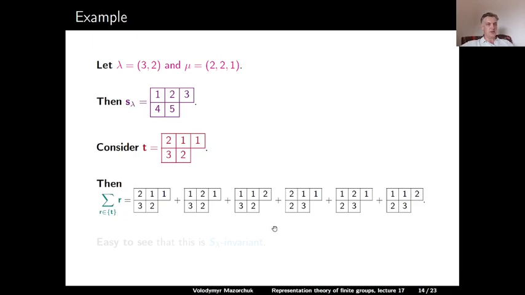So our linear combination is here. So it's 2, 1, 1, 3, 2, plus 1, 2, 1, 3, 2, plus 1, 1, 2, 3, 2, plus 2, 1, 1, 2, 3, plus 1, 2, 1, 2, 3, plus 1, 1, 2, 2, 3. And this linear combination is manifestly S lambda invariant. So it corresponds to a unique homomorphism from the trivial module to the restriction of the linearization of GYT lambda comma mu to S lambda.